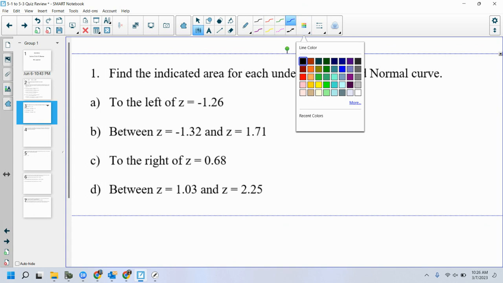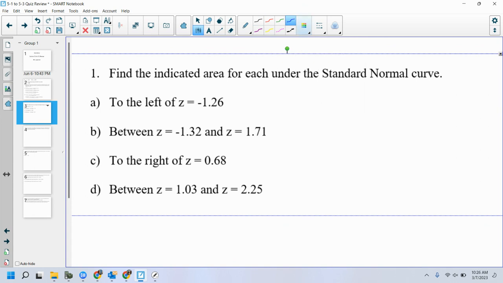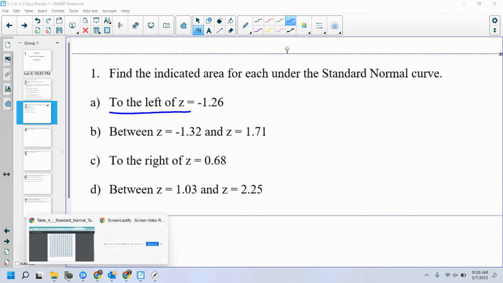All right. Find the indicated area for each under the standard normal curve. That's kind of worded really weirdly. To the left of z is equal to negative 1.26. So to the left of. Now, do I have to do anything funky with the number that I get in the table? No, because I say to the left of. And those are the values that I have in the table.